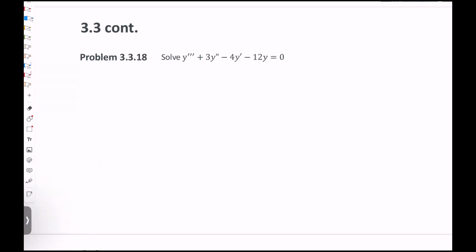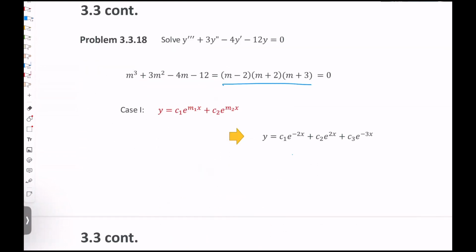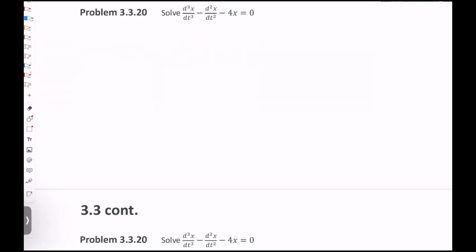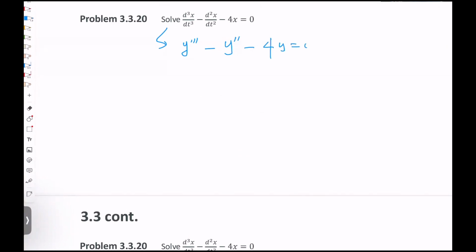They are all different. So you're going to say c1 e to the -2x, c2 e to the +2x, c3 e to the -3x. They're all different, so you're going to have that. It's very straightforward. So for this, instead of the given prime, we have d over dt, and we can just put that into the prime form. That is y triple prime minus y double prime minus 4y equals 0.